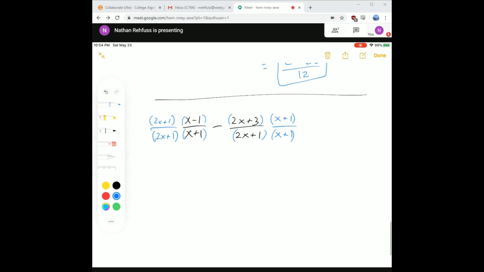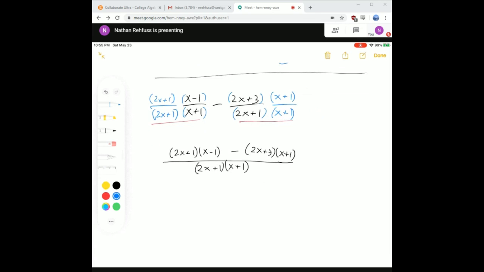My common denominator is this 2x plus 1 times x plus 1. So I'll copy that down here. I'm not real worried about trying to simplify that right now. The numerator is going to be over here, 2x plus 1 times x minus 1, minus over here, 2x plus 3 times x plus 1. Now, of course, we can simplify this.